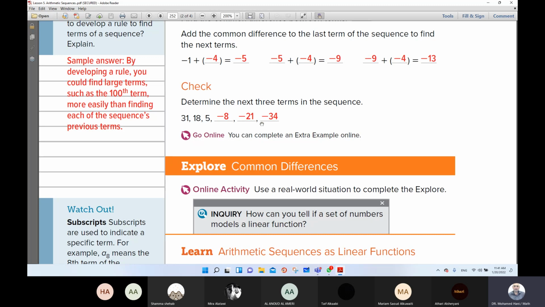Now how do we find the next three terms? 5 minus 13 will be negative 8. Negative 8 plus negative 13 will be negative 21. Negative 21 plus negative 13 will be negative 34.